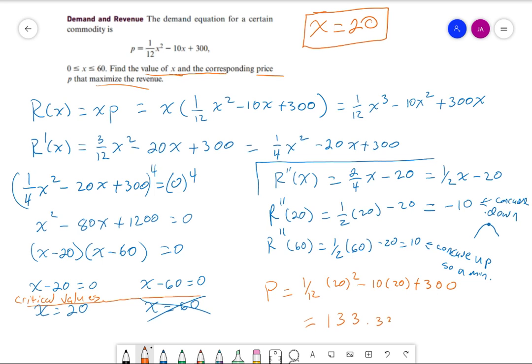It's actually 0.33 repeating. But since we are talking about money, I find it probably reasonable that we just round this to 133.33. And so that would be our price.